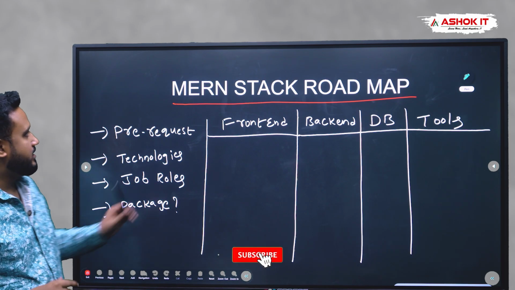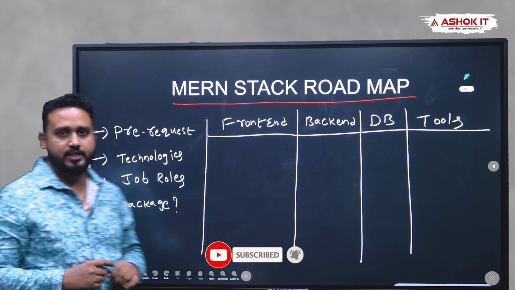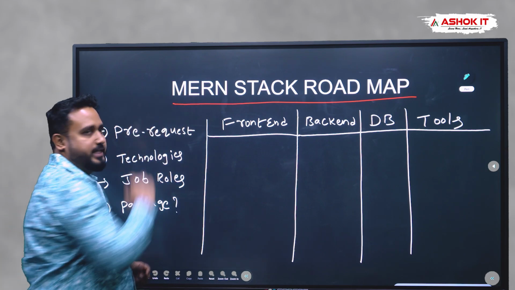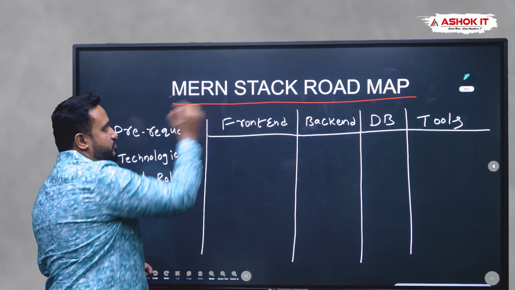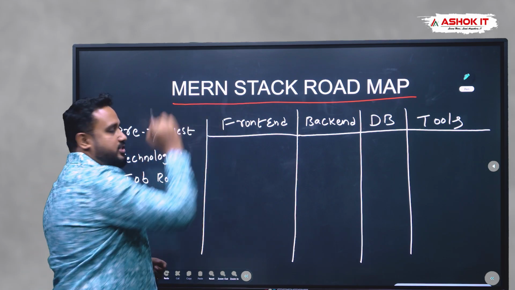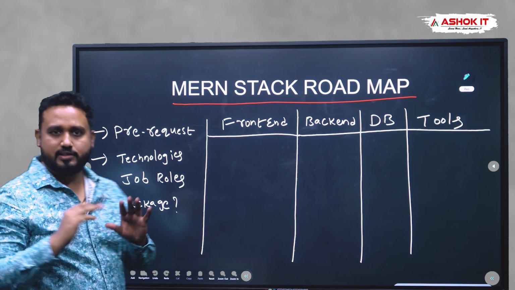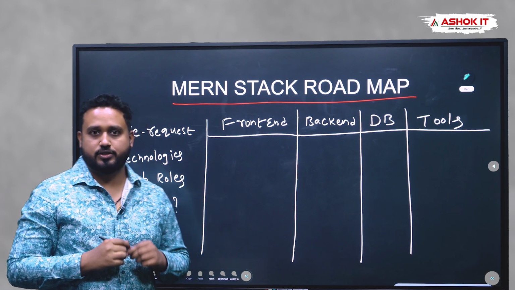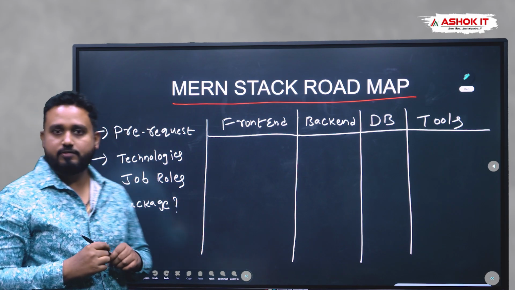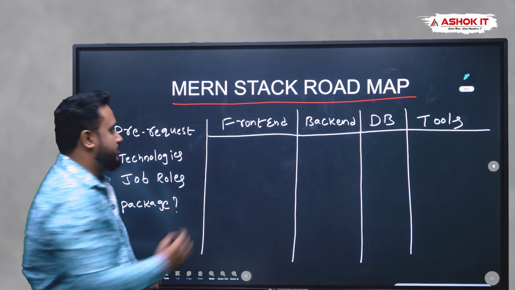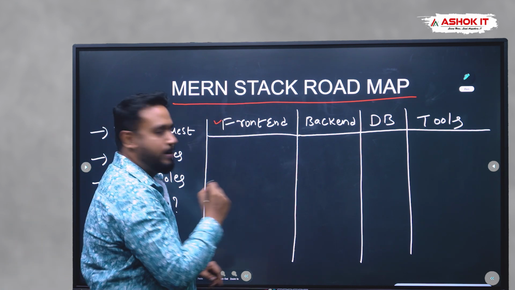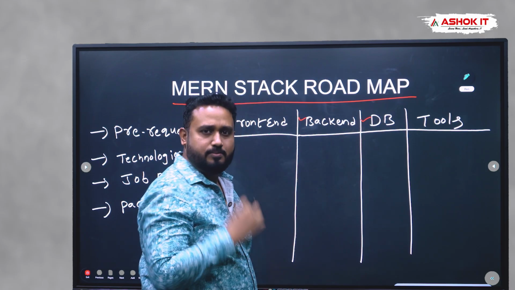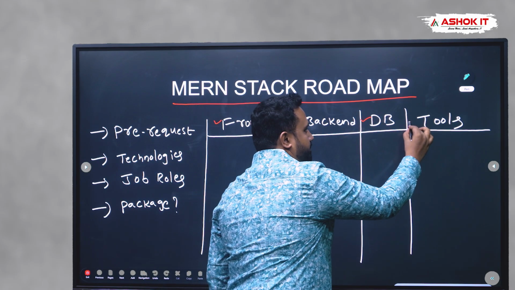So first, let's understand what is MERN Stack. Here, M stands for MongoDB, E stands for Express, R stands for React, and N stands for Node.js. All these are the technologies using which we are going to develop a web application. Now, web application development consists of three parts: front-end part, back-end part, database, and we are going to use some tools for our project development.